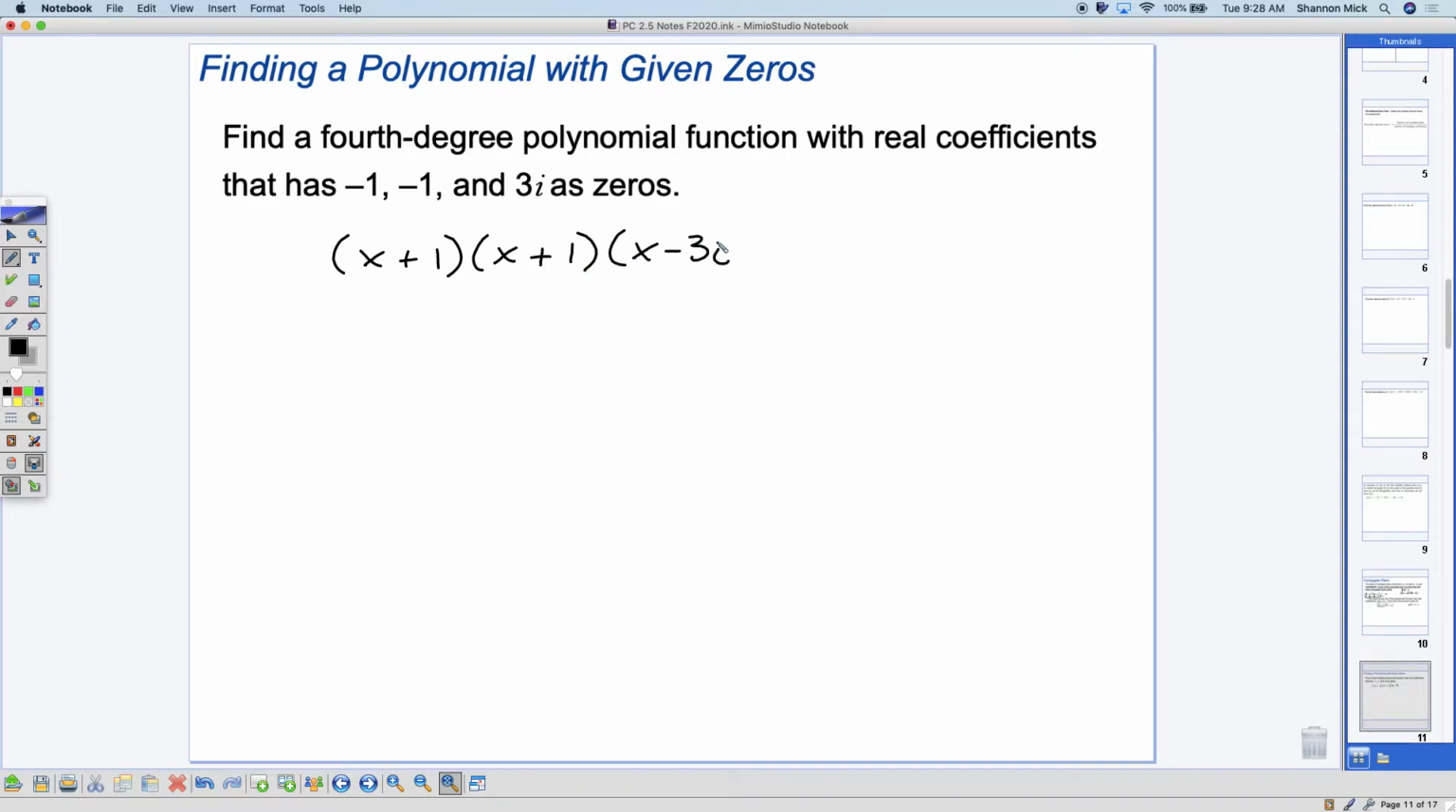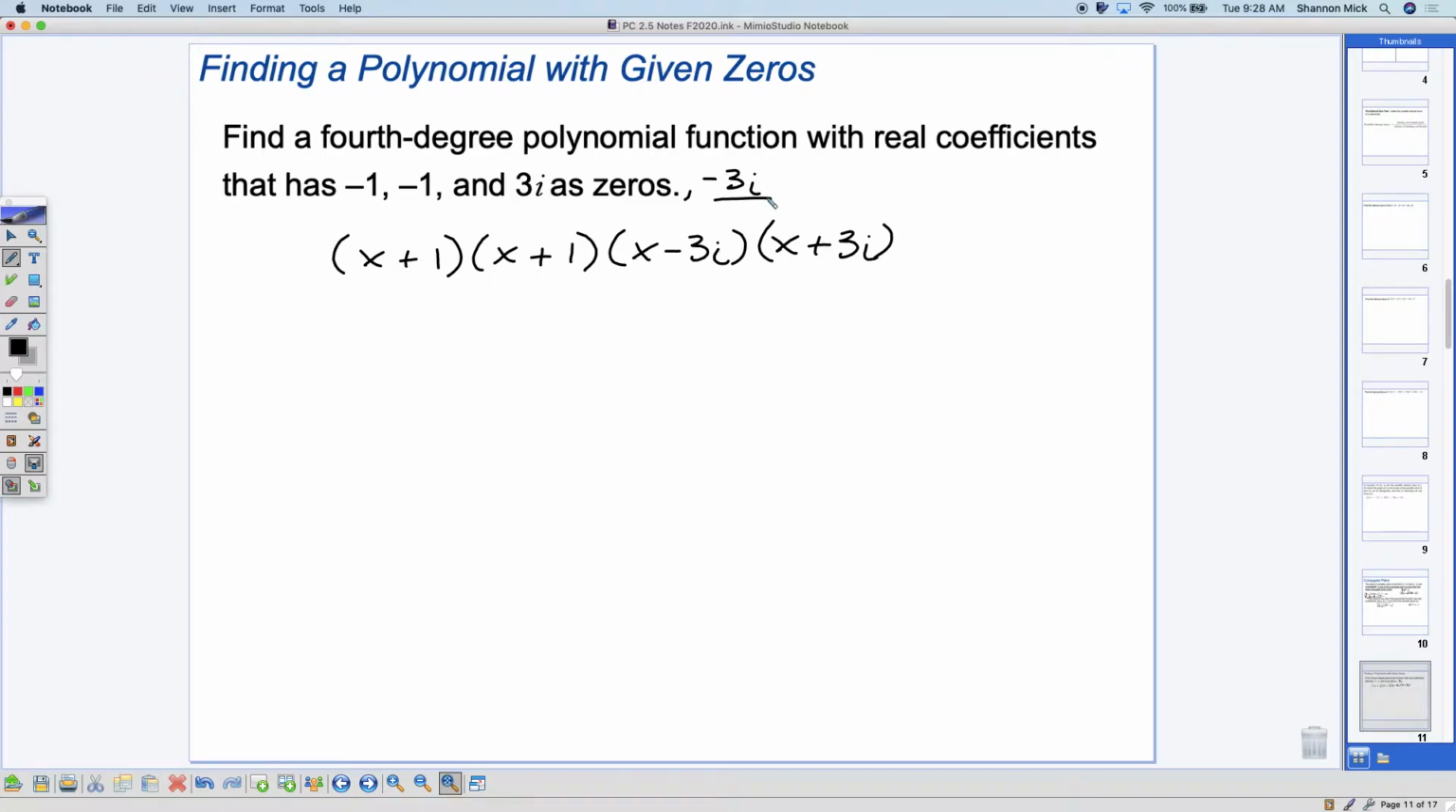But if 3i is a 0, what also has to be a 0? A 0 would be negative 3i, but the factor would be, see how I'm correcting you? This is a 0, this is a factor, right? So why did we do that? Well, because it says find a 4th degree polynomial function with the coefficients of -1, -1, and 3i. There's going to be 4 zeros. They don't all have to be real. Obviously, 2 of them are not real, correct? But I have 2 real.